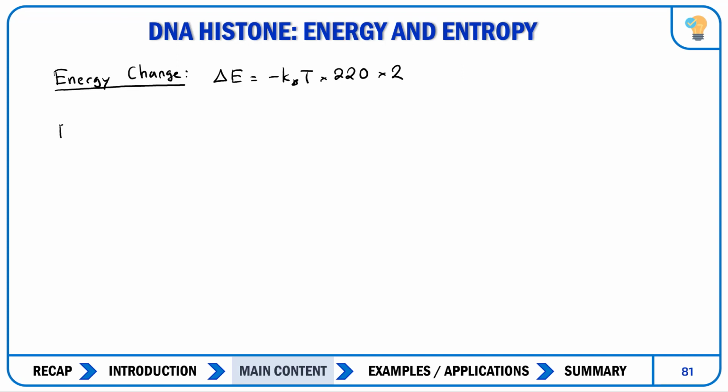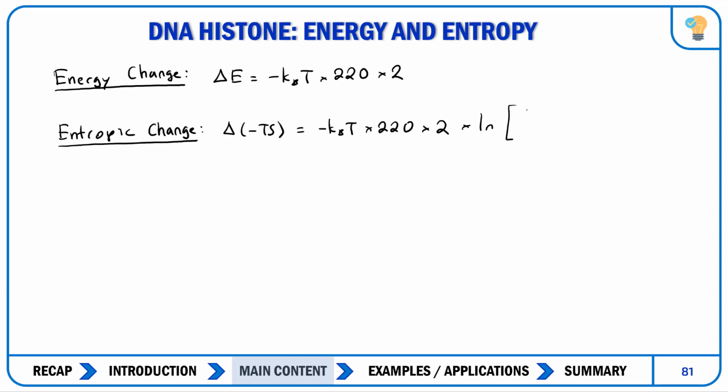We have entropic change. And that entropic change is going to be delta negative TS equals negative kBT times 220 times 2 times the ln of the entropic effect, C surface, over the concentration of counterions in bulk.